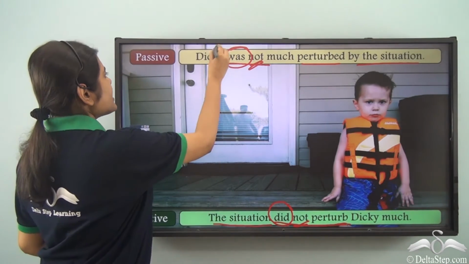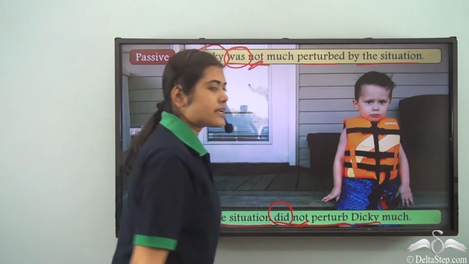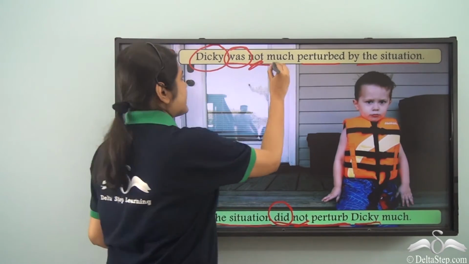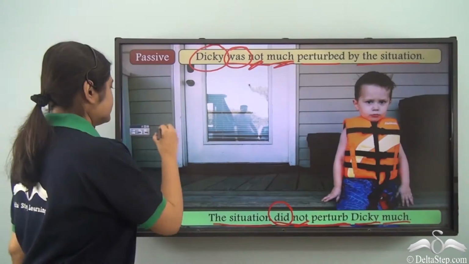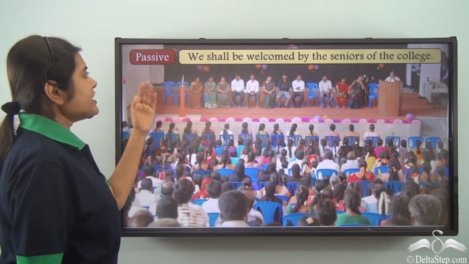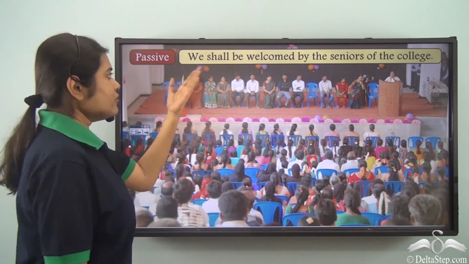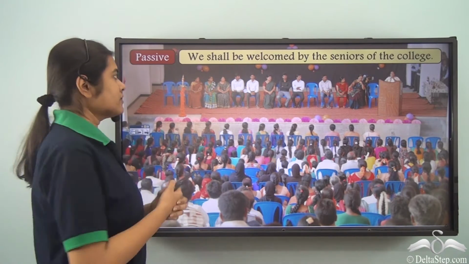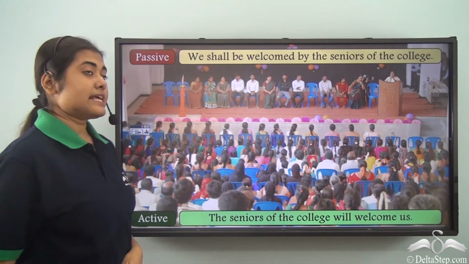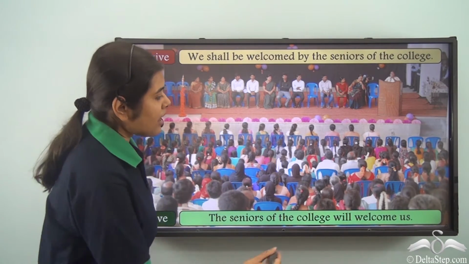So who is the object? Dickie will be our object in the active voice, and then we write this much at the end. We shall be welcomed by the seniors of the college. Now, how do I change this to active voice? Well, the sentence will be the seniors of the college will welcome us.